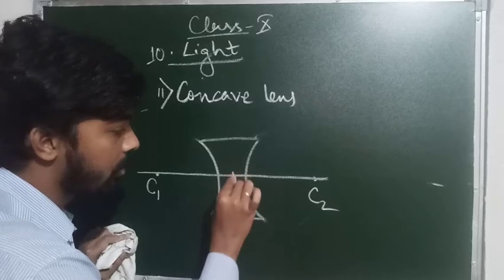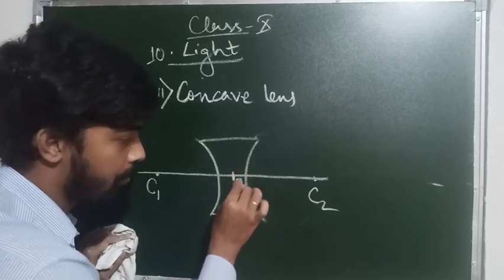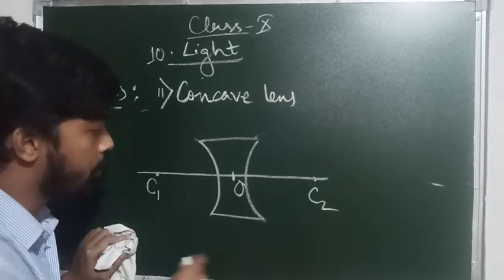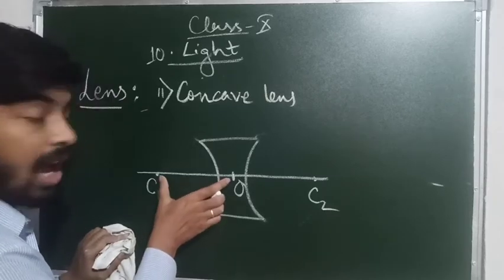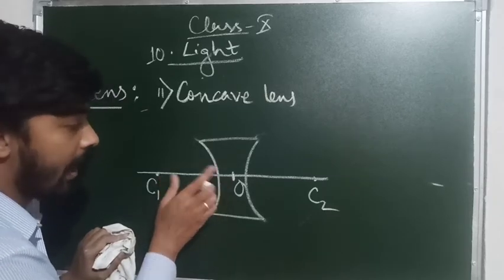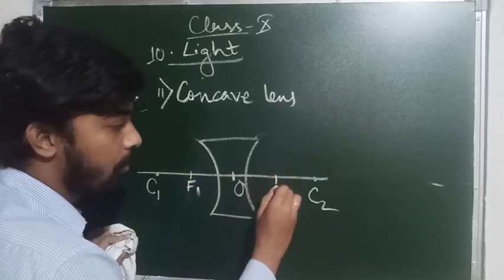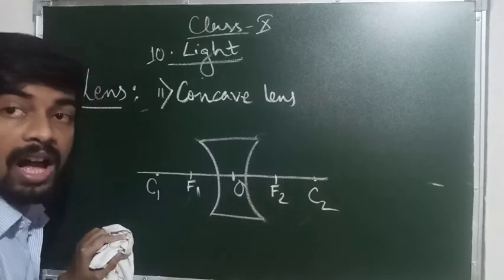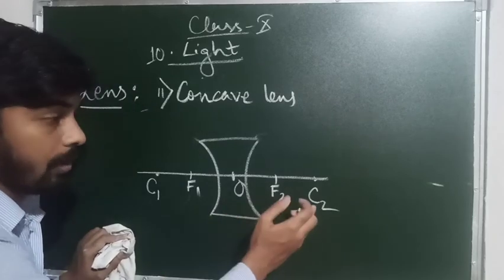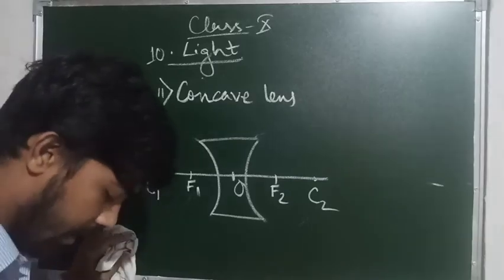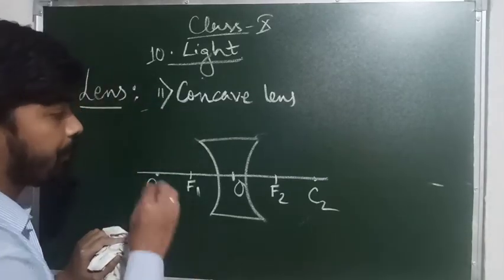Exactly in the center of this lens there will be the optical center, point O, which is in the convex lens also. Then exactly at half the distance between C1 and O, there will be focus 1. Similarly, focus 2 will be exactly at half the distance between center of curvature 2 and O. Now in this lens, the ray diagrams are a little bit different.